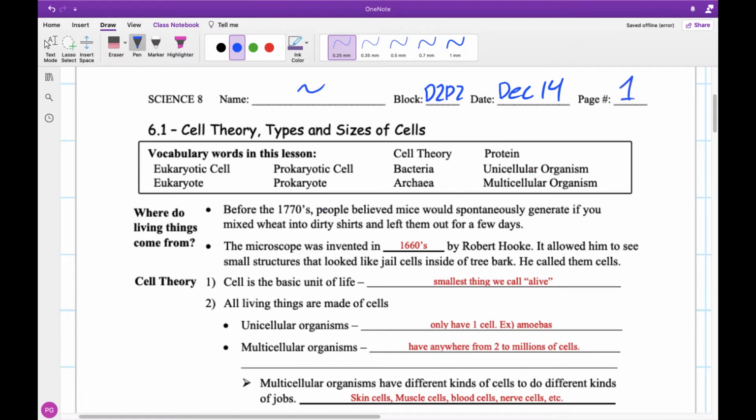Now, before the 1770s, people believed that living organisms could just spontaneously generate. So, for instance, they believed mice could spontaneously generate if you mixed wheat and dirty shirts together and left them out for a few days. But with the advent of the microscope in the 1660s, Robert Hooke saw these small structures that looked like jail cells inside of tree bark, and this is what he called cells. So with this discovery, along with some other discoveries, people figured out that this spontaneous generation was not the right idea for where living things came from.